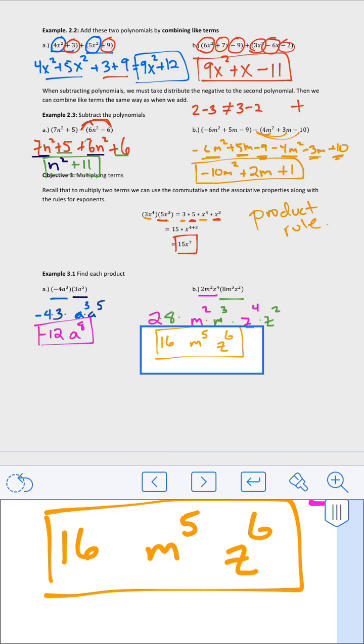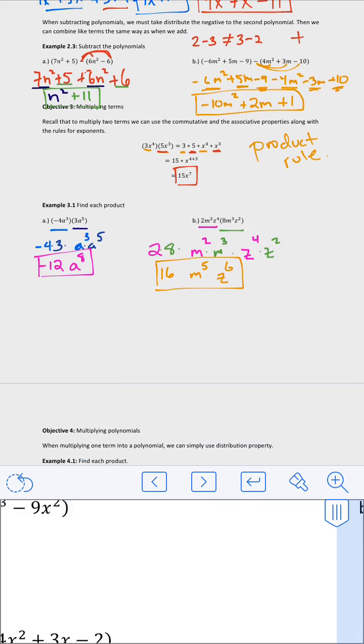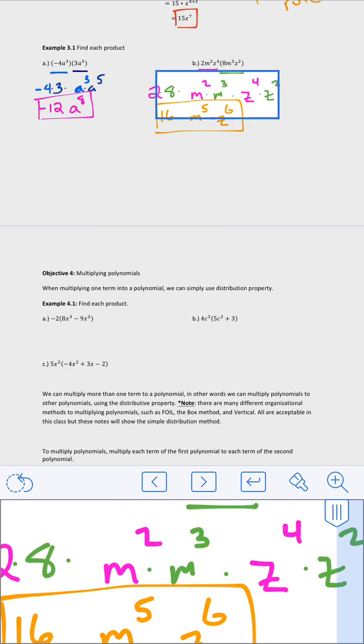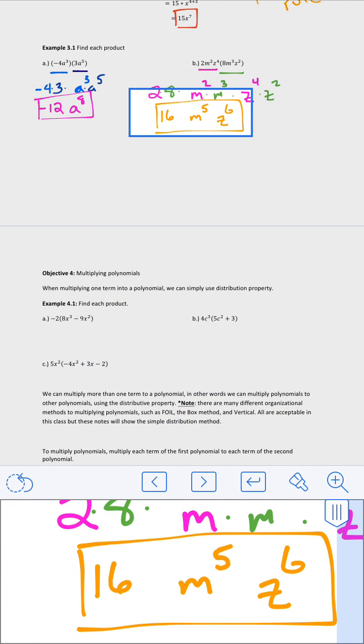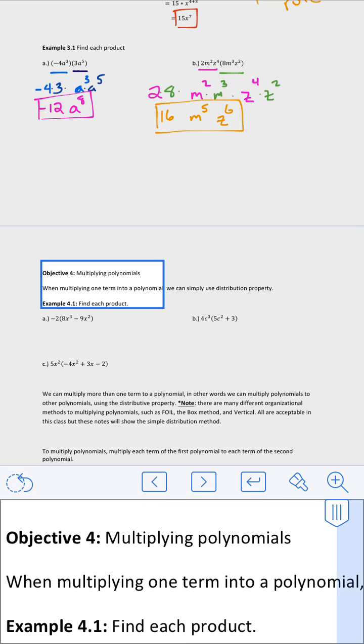Alrighty. Please, please, please, make sure you know what you're doing here. You need to know what you're doing here because when you multiply any other size polynomial, it comes back to this. If you can do this, you can multiply any polynomial you want to. Absolutely anything. So let's try it out with bigger polynomials. Now, there's only one other thing. Actually, let's just dive in.